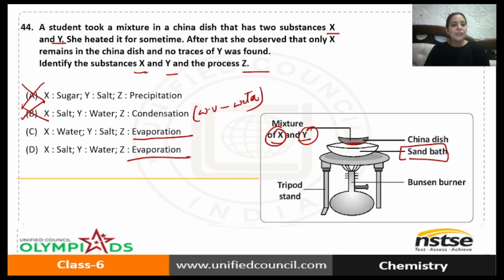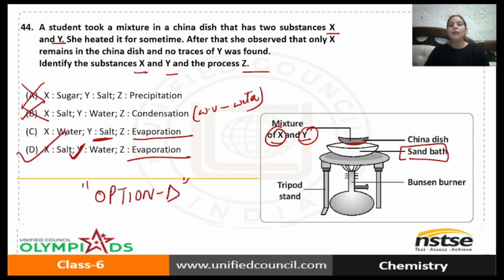So out of C and D, now let's see which out of them gets evaporated. Here it says that Y is no longer left. So we know that salt doesn't evaporate, but water does. So which option would be right? Option D. So that means X and Y would have been salt and water, and when you heated it, water formed vapors and escaped into the atmosphere, leaving behind the salt, because salt is a non-volatile substance.